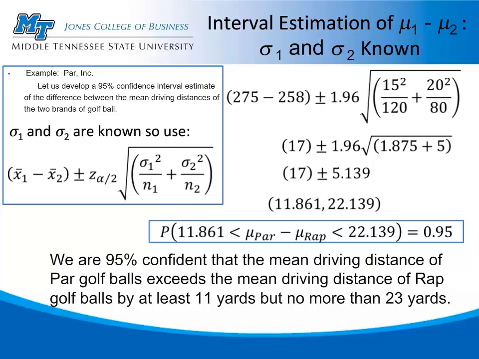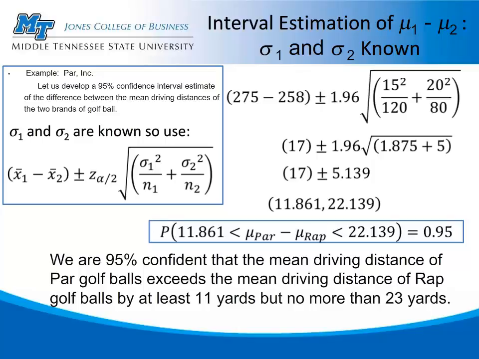and 22.139 yards. Now another way to say that is that we're 95% confident that the mean driving distance of the par golf balls exceeds the mean driving distance of the wrap golf balls by at least 11 yards.